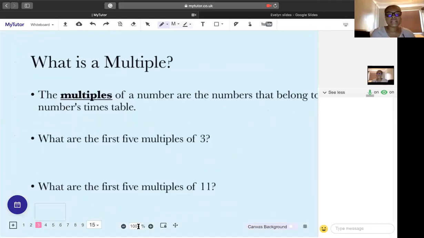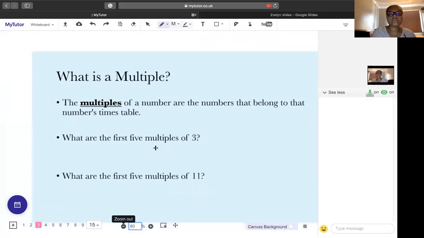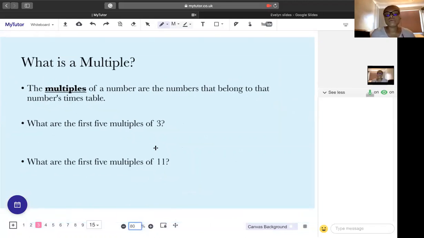So let's look at the next slide. What is a multiple? Multiples of a number are the numbers that belong to that number's times tables. So we can have an infinite number of multiples. So let's say for 3, what are the first 5 multiples of 3?